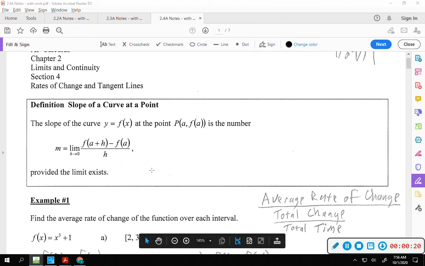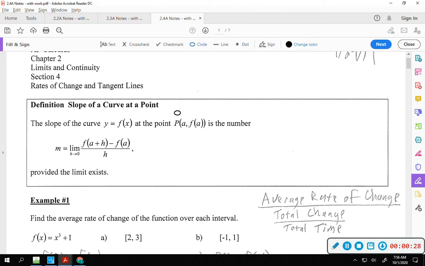To begin with, we just want to start with this definition of a slope of a curve at a point. The slope of a curve at a point y equals f of x at a point a, f of a, is the number m, which equals the limit as h approaches 0 of f of a plus h minus f of a, all over h.